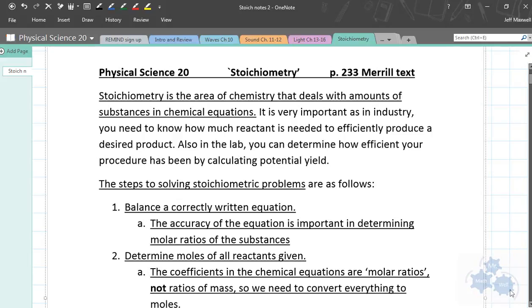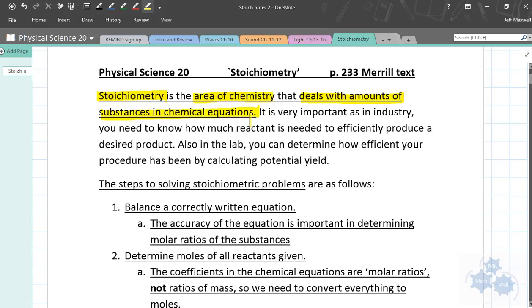All right, in Physical Science 20, what we're going to be talking about today is a section of chemistry called stoichiometry. And in this section, we'll be learning about the area of chemistry that deals primarily with amounts of substances in chemical reactions. So that's the meaning of stoichiometry. It's the area of chemistry that deals with amounts of substances in chemical reactions.